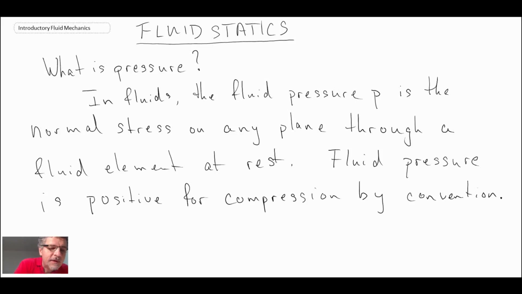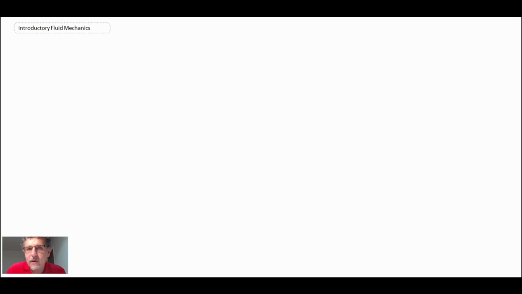So that is a definition of pressure. We see that pressure is a normal stress that acts within a plane of a fluid, and normal means that it's perpendicular to the plane, and it's for a fluid element at rest. The other thing we need to be aware of is that we will view it as being positive for compression. So we're going to begin by considering a chunk of fluid and take a look at what the pressure distribution is like within that. In order to do this, we're going to consider a static wedge of fluid.